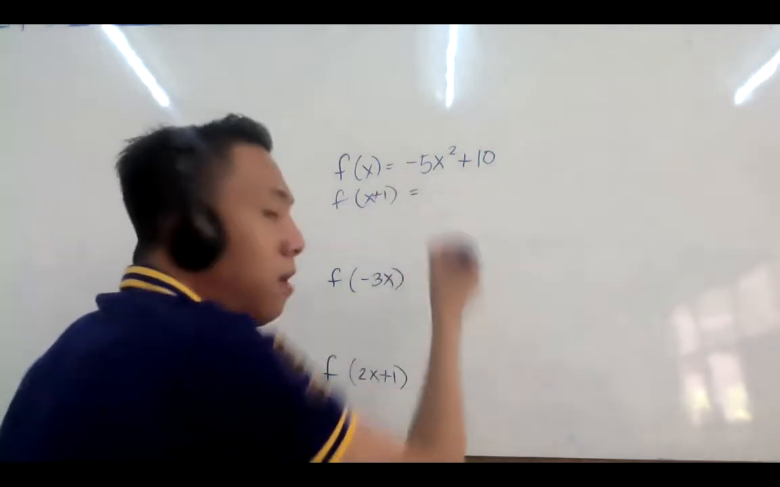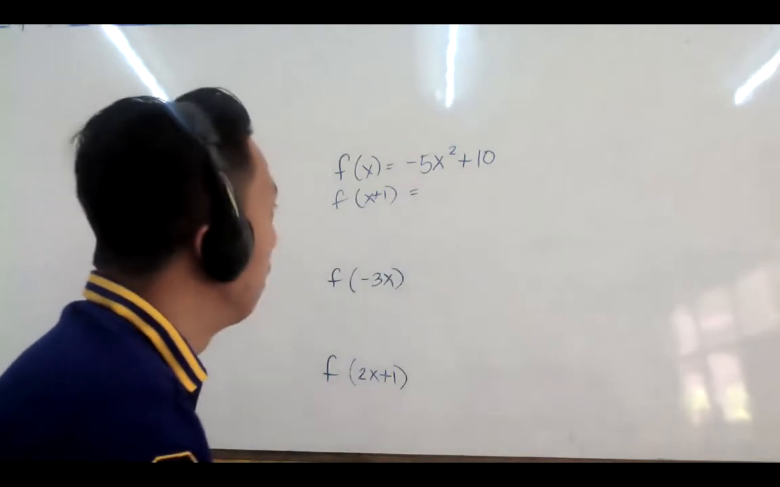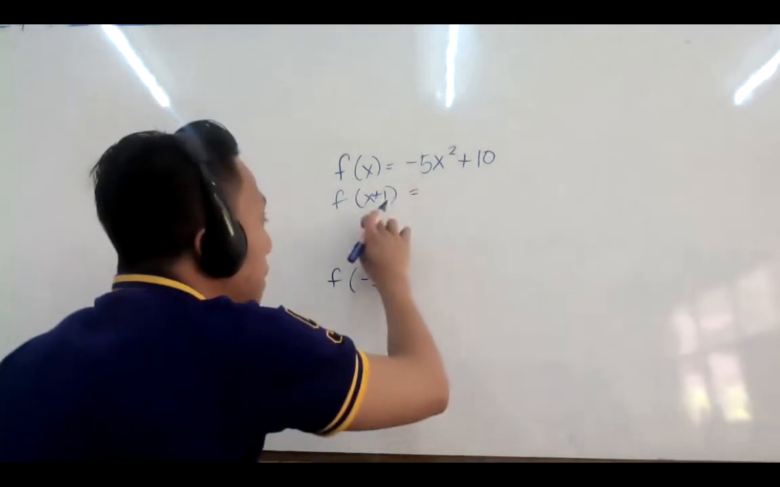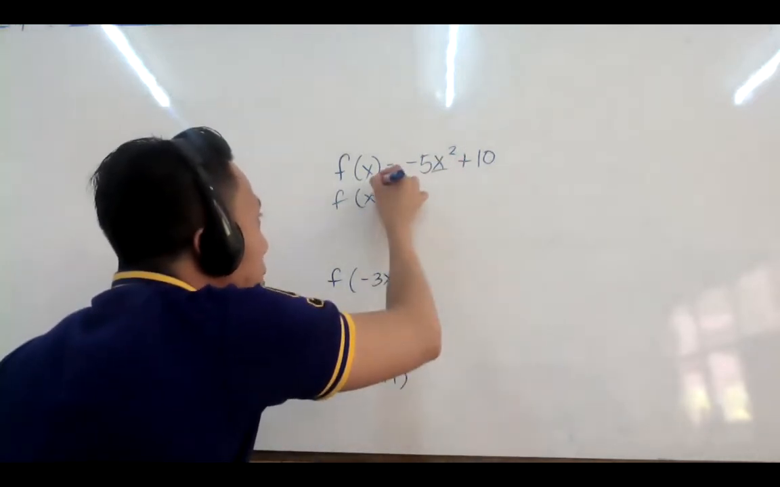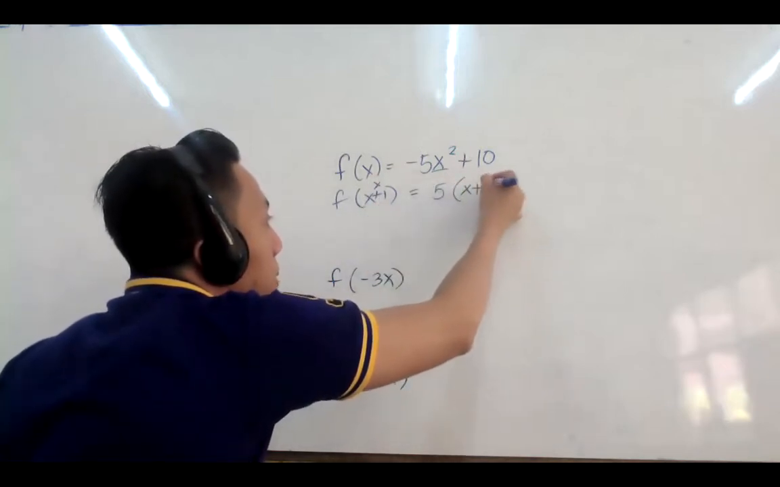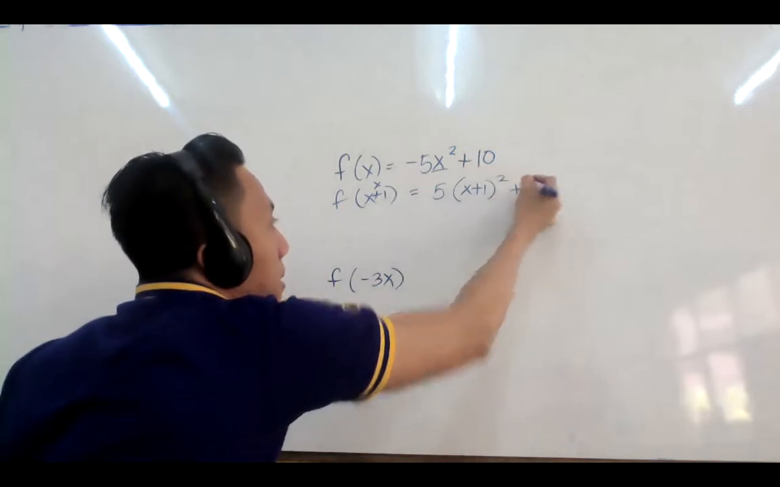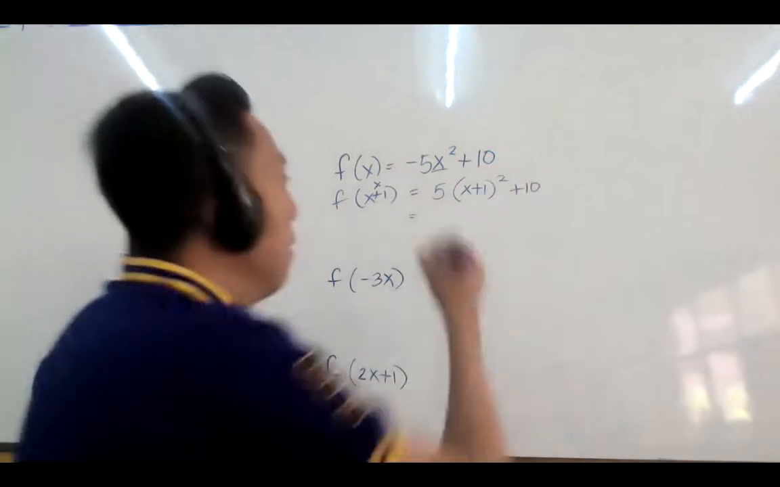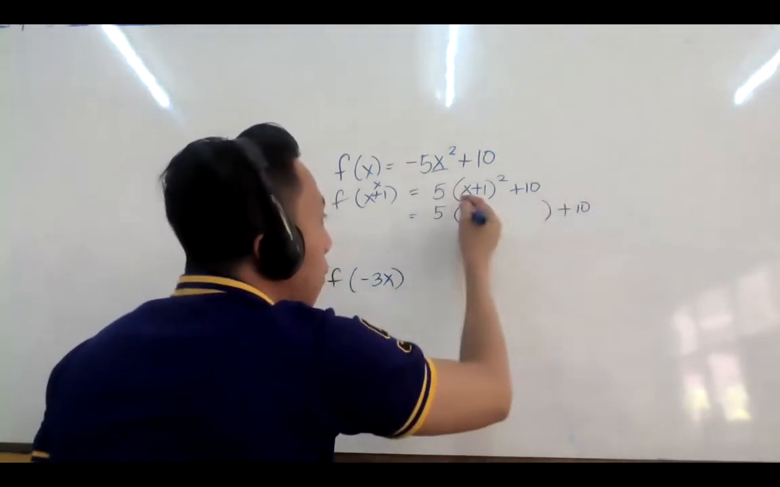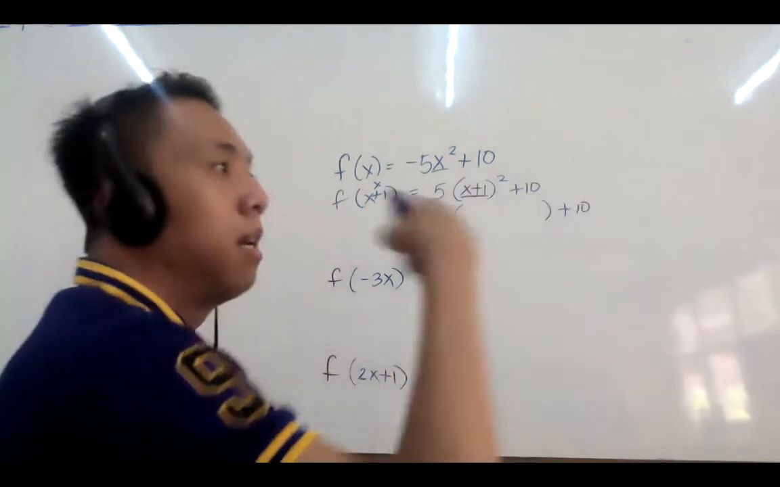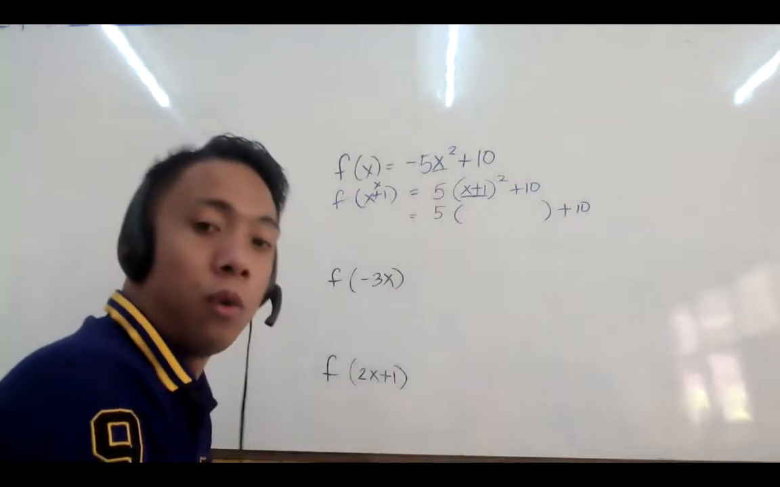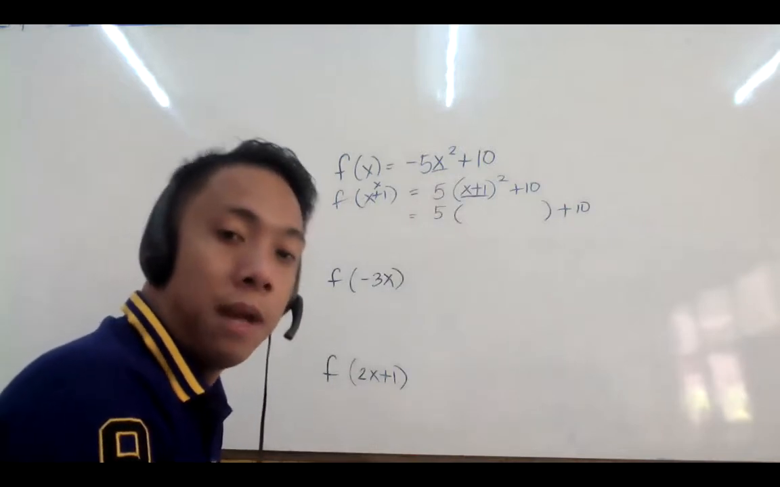Let's try first number 1. The function we need to find is the function of x plus 1. So we will change all the x's as x plus 1. So it will become 5 times x plus 1 squared plus 10. Let us find the product of x plus 1 and x plus 1 since we have x plus 1 squared. So we will do the FOIL method.